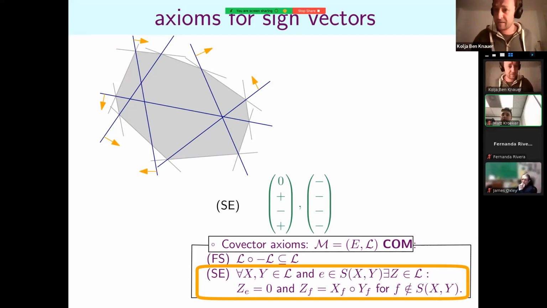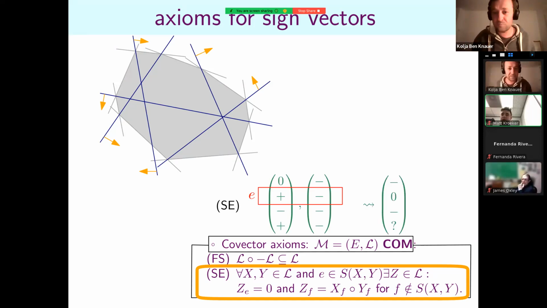This means if I have two sign vectors, it's very similar to circuit elimination in usual matrices. If I have two sign vectors and they have an entry where they have different signs, then there should be another third covector, which is 0 on that entry. And in all other entries where both of them don't have opposite signs, it should be just a composition of the two. And where they have opposite signs, I cannot say anything. I don't ask for anything.